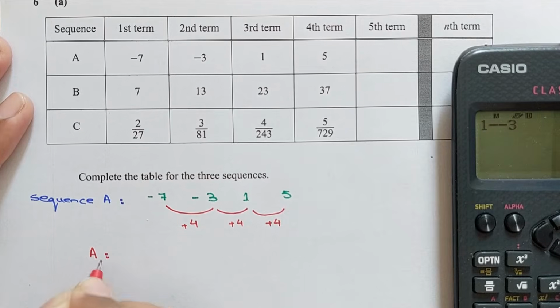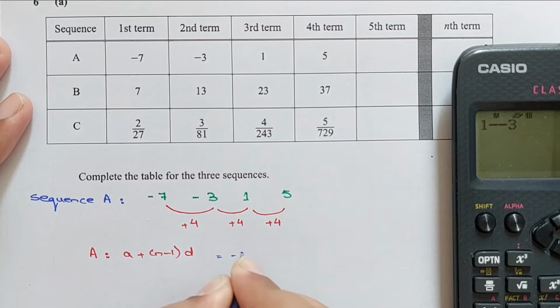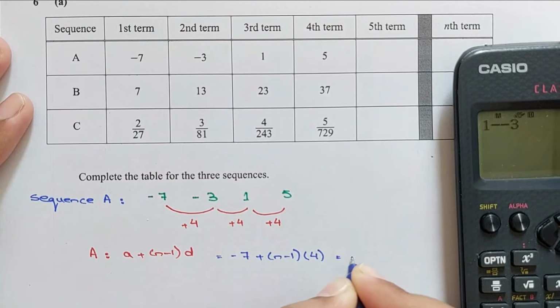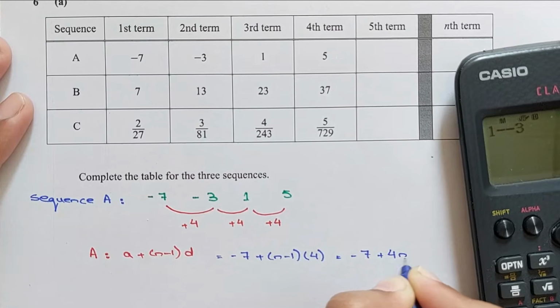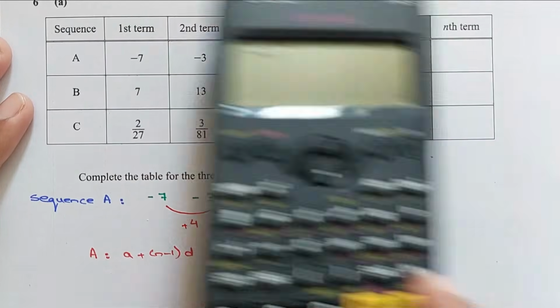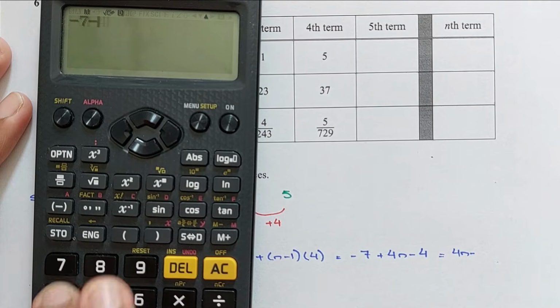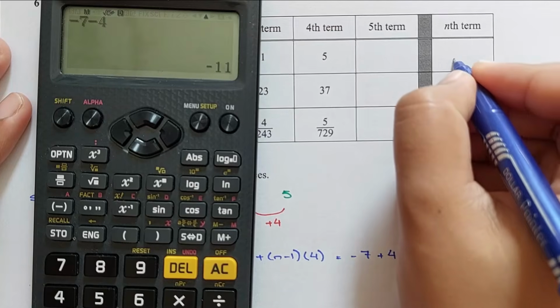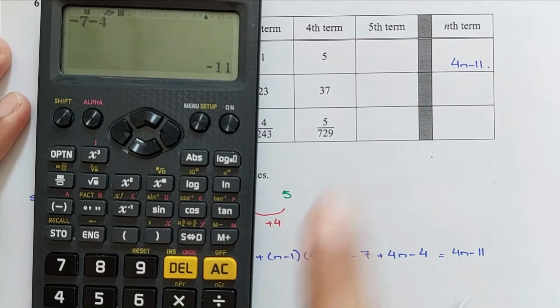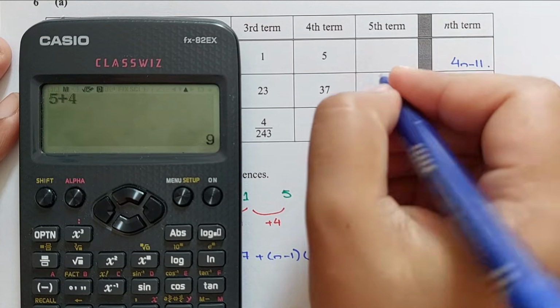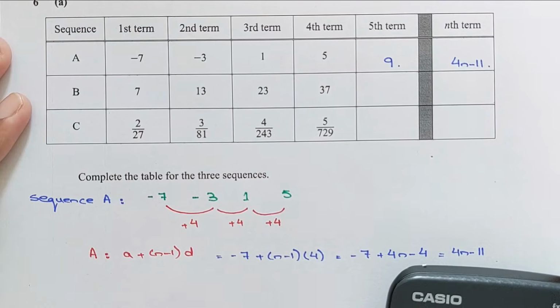So for sequence A, the nth term is a plus n minus 1 times d. A is the first term of the sequence, which is negative 7, and d is the common difference, which is 4. So that is minus 7 plus 4n minus 4, which is 4n minus 11. The next term, 5 add 4, is 9. So the sequence A is done.